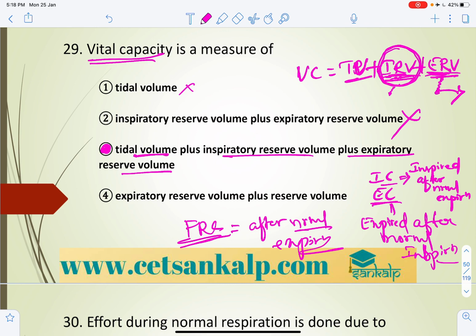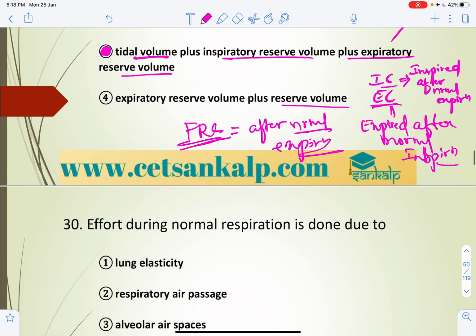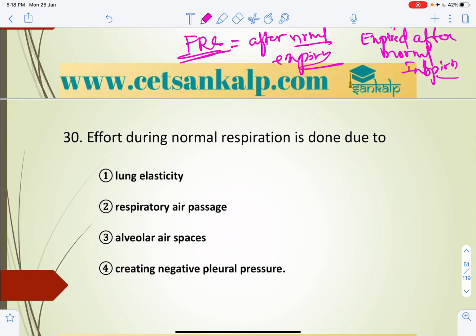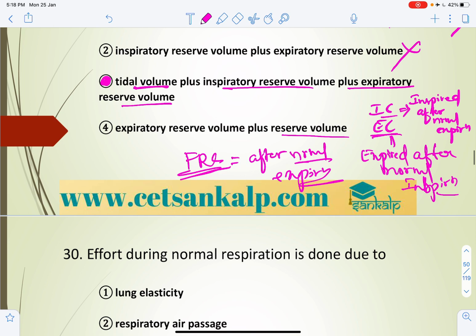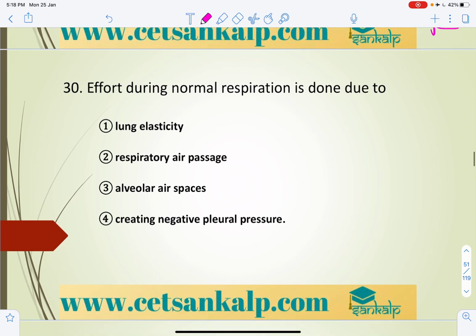Next, expiratory reserve volume plus residual volume, that is FRC. RV is residual volume, and we can also say the expiratory reserve volume. So this is FRC, and you can calculate that easily.